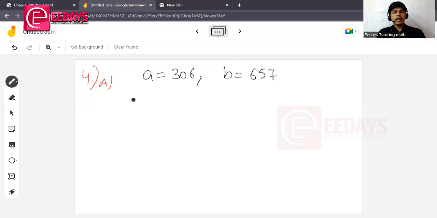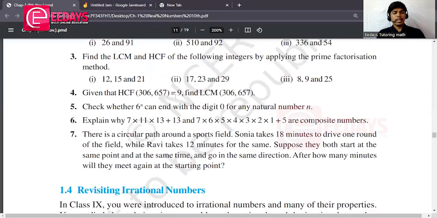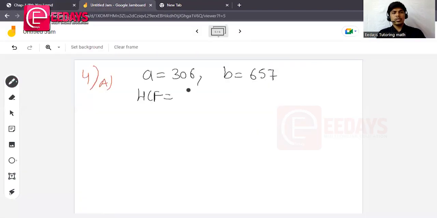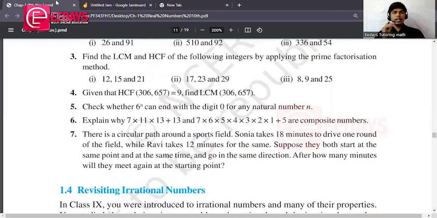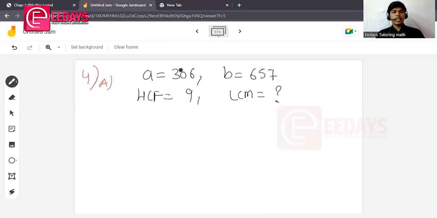All right. In the question, they have already given the HCF value, 9. No need to find it again. The LCM we don't know, so we need to find it. That is the actual question. I'll give you a few seconds. Observe carefully what the question gives and understand it carefully. Because after giving 306 and 657, you don't need to write all the prime factors. You can save your time by observing the question carefully.